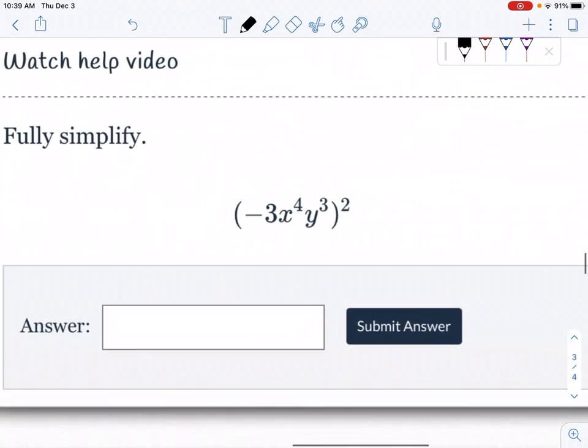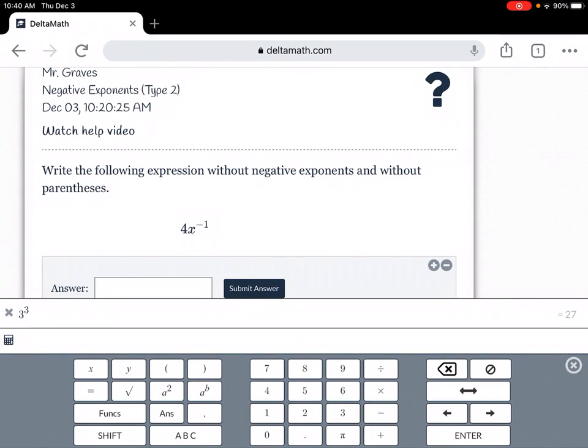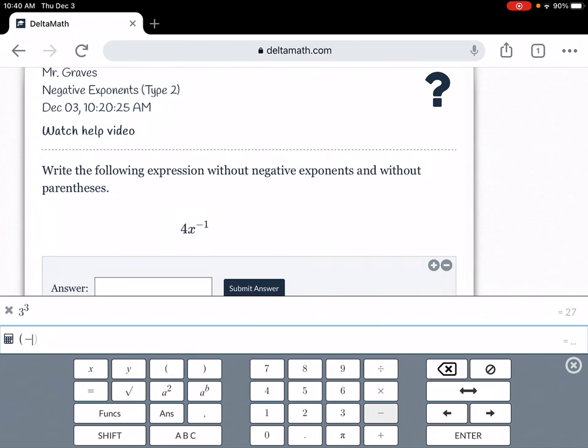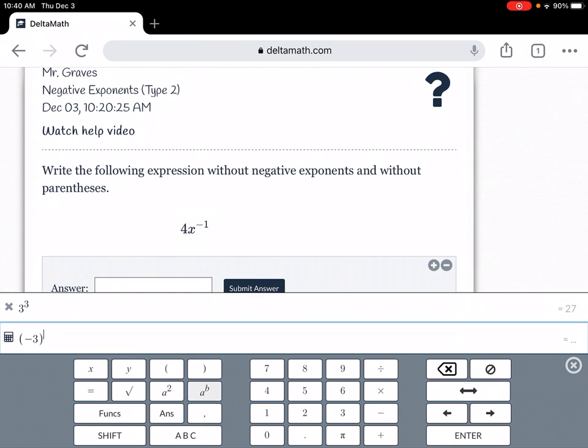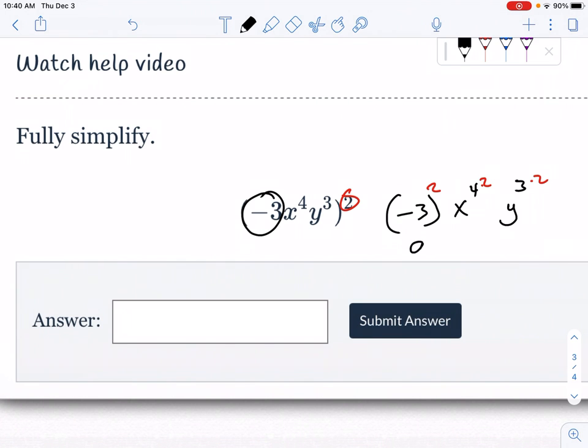Okay, so you may end up getting a negative here. So this -3, we're going to square that whole thing. So that -3, x to the 4th, y to the 3rd, and all three of them are getting a 2. So to the 2nd power, so -3 to the 2nd power in the calculator, you're going to want to use the parenthesis button, -3, then a to the b, and we're saying to the 2nd power, and that's going to give us a +9. So I get +9.